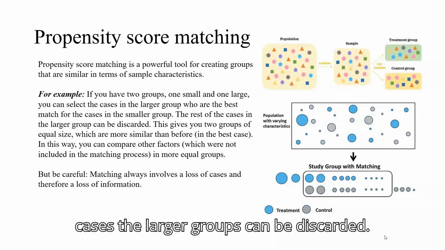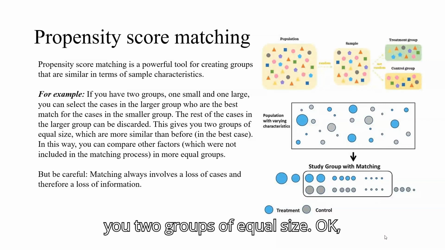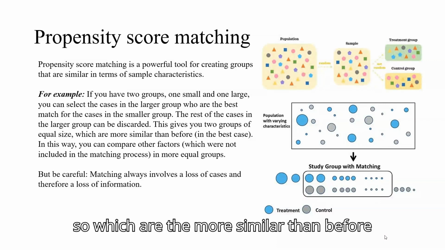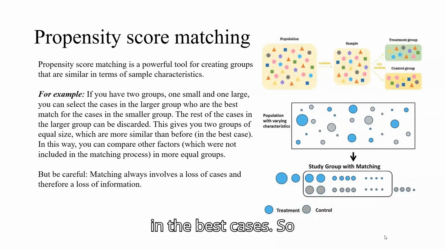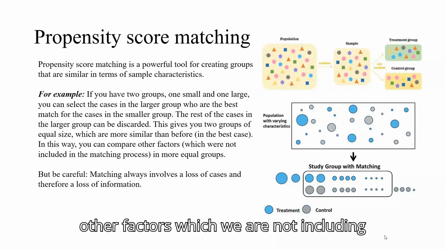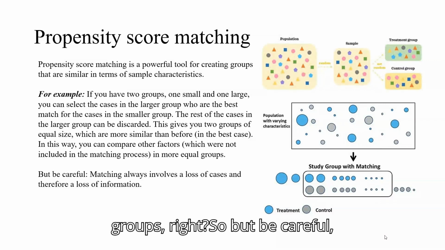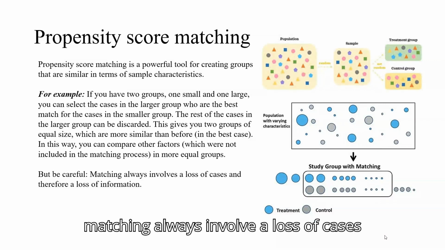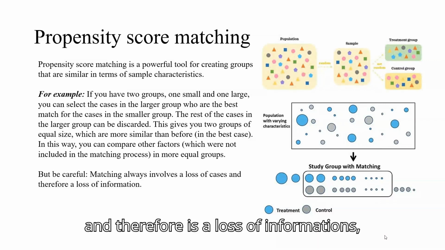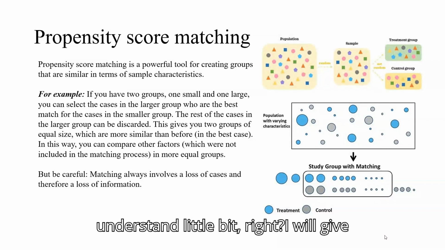So the rest of the cases in the larger group can be discarded. Okay. So this gives you two groups of equal size, which are more similar than before in the best cases. So in this way you can compare the other factors which we did not include in the matching, in more equal groups, right? But be careful, matching always involves a loss of cases and therefore a loss of information, right? Look at the image, you can understand a little bit, right?